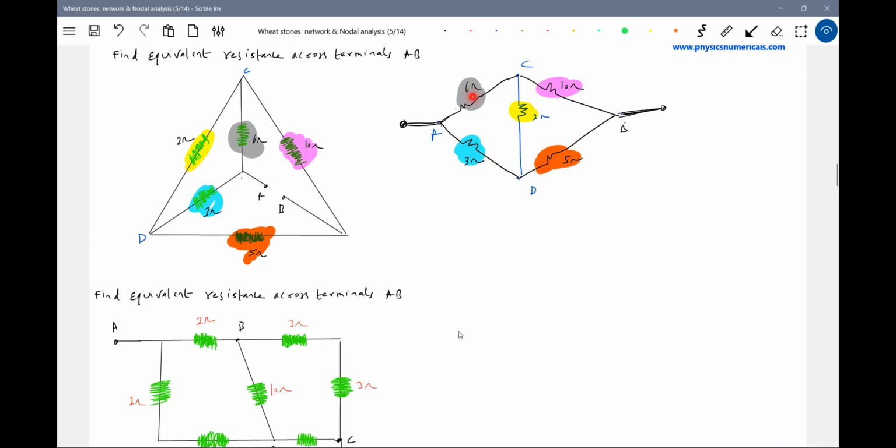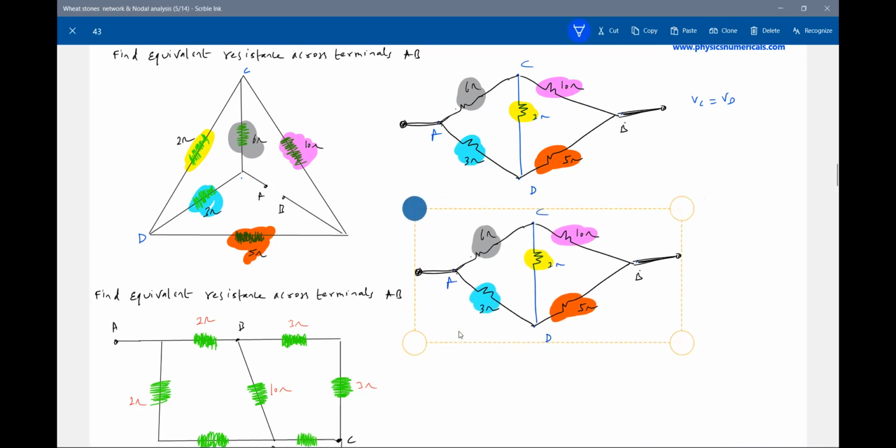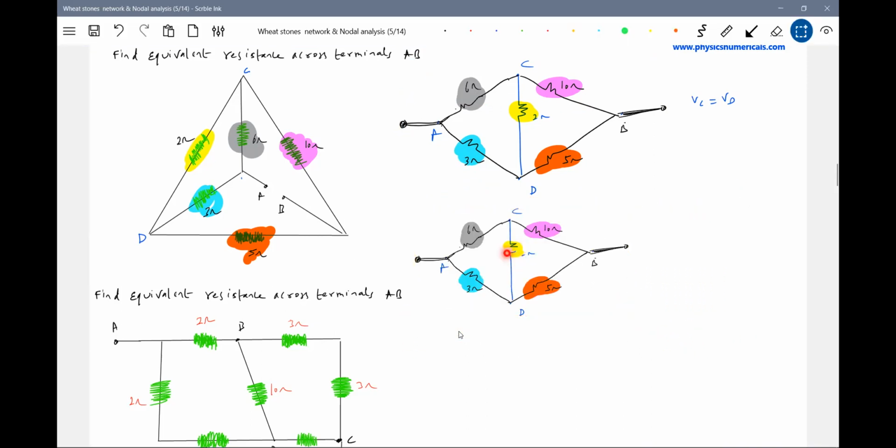The ratio of these two arms, 6/10, is equal to 3/5. 6/10 is how much? Yes, 6/10 will be 3/5. Here also 3/5 is there. So the potential at C is in fact equal to D. Then I can remove that 2 ohm resistor, because the 2 ohm resistor is connected across equipotential points.